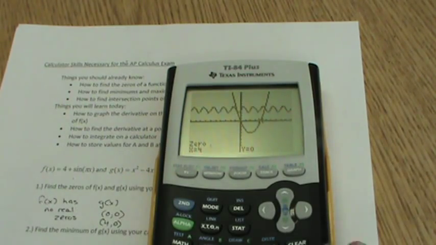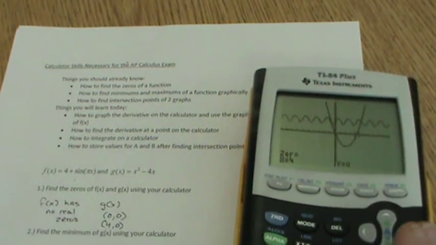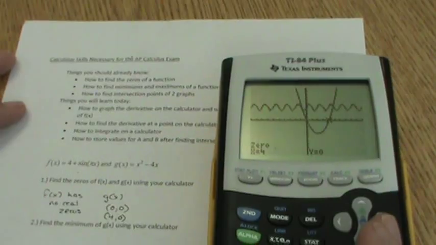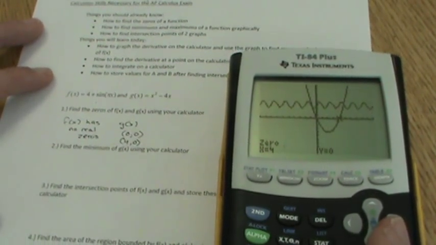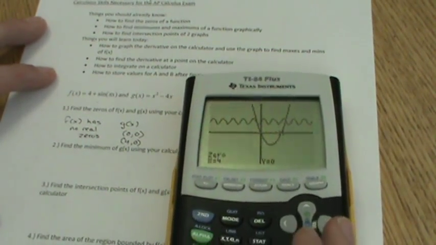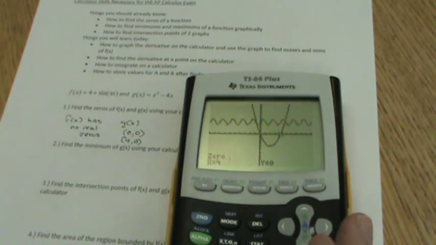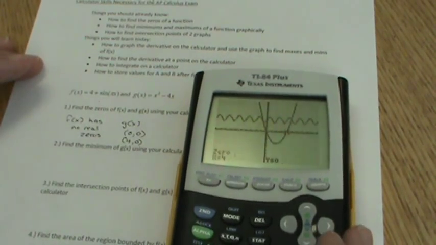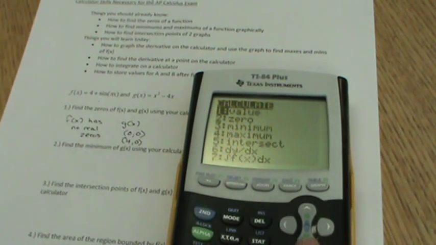Okay, now it says for our next question, find the minimum of g of x using the calculator. So you have this already set up. So what we're going to do now is second trace, and we can go down to minimum.